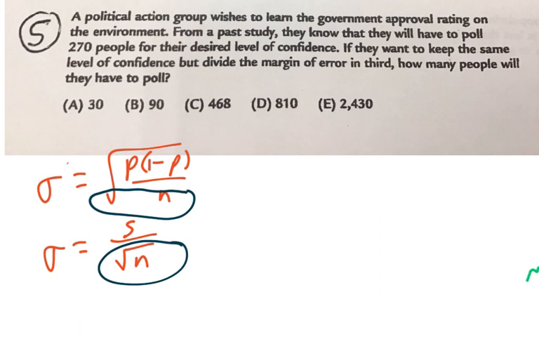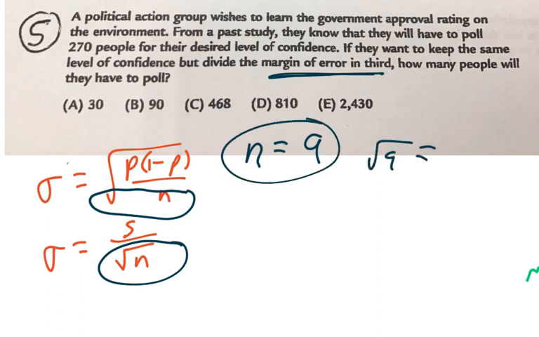So if we want to be 3 times smaller, margin of error wise, cut it by 3, we want the square root of our sample size to be 3 times larger. Well, that means 9, right? Because the square root of 9 is 3.